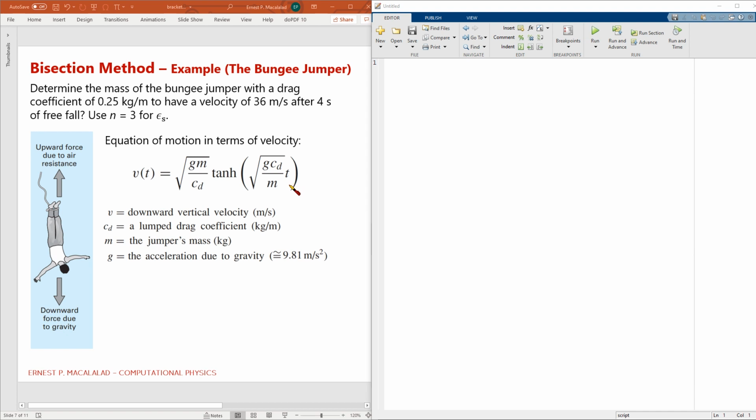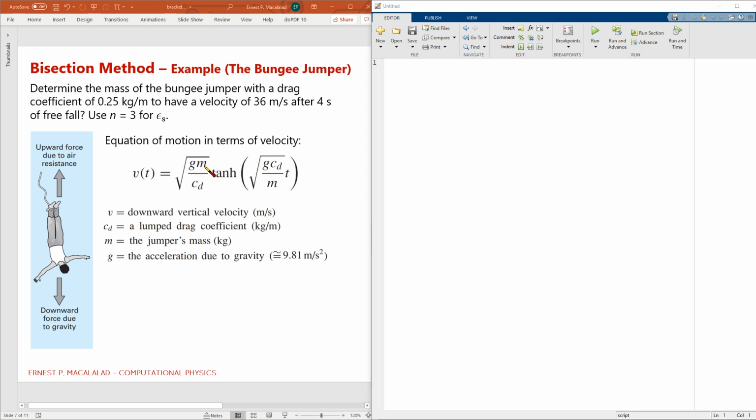these variables. v is your downward vertical velocity in meters per second. cd is a lumped drag coefficient in kilograms per meter, which has a value of 0.25 kilogram per meter. The mass of the bungee jumper is m, so that is what we are looking for. And g is the acceleration due to gravity, equal to 9.81 meters per second squared.